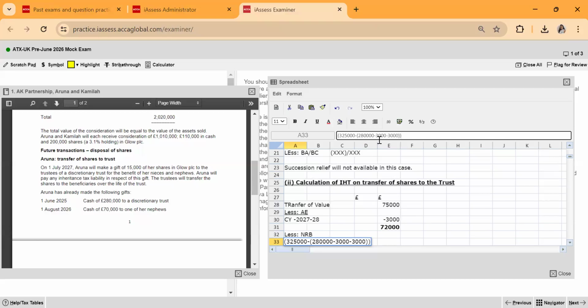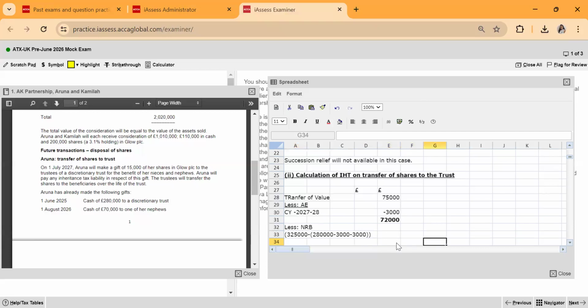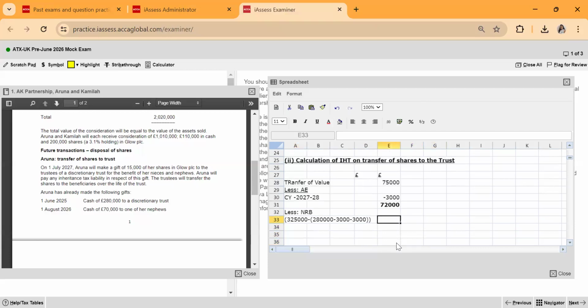Now that value I will reduce from 325. So how much do I get? Please don't use calculator. Always do the calculations here only. So here you can do it. 325,000 less 280,000 less 3 less 3. So I get here 51,000, right? So we will reduce 51,000 and then we will get now taxable value. Now get the taxable value. Use the formula. Always you have to use formula for Excel.